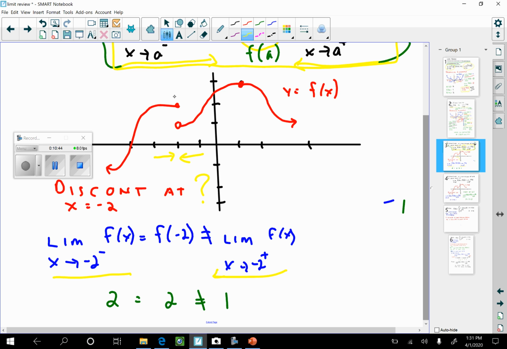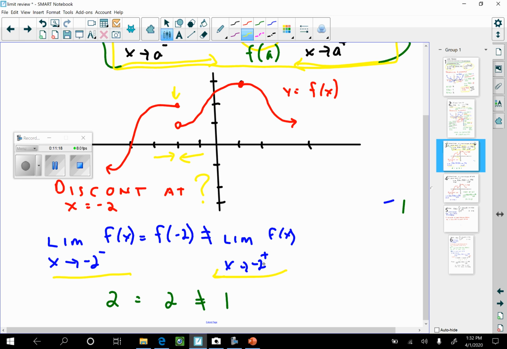Oh, that y value is approaching 2 right there. So this one right here is 2. What is f of -2? It's that solid circle. It's 2. As I approach -2 from the right, what do the y values approach? Well, that's kind of scary. Something fell in there. What do the y values approach? They approach 1. So this statement right here tells me that this function is discontinuous at -2.